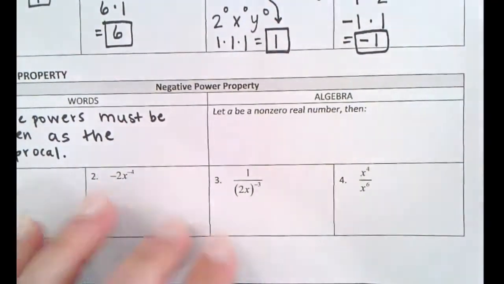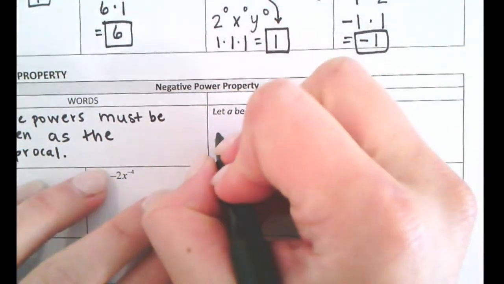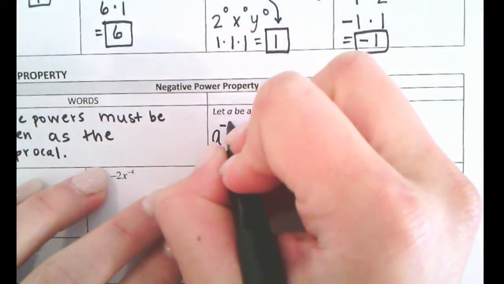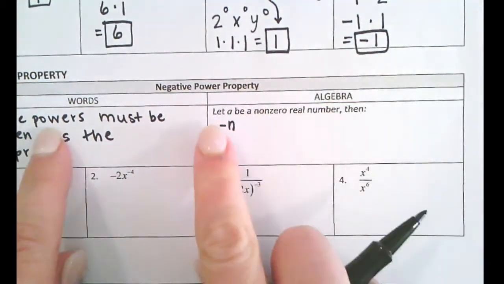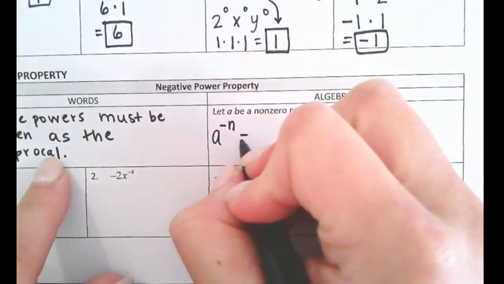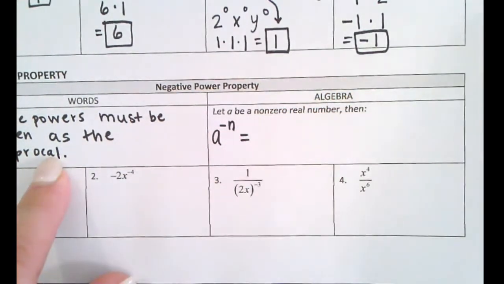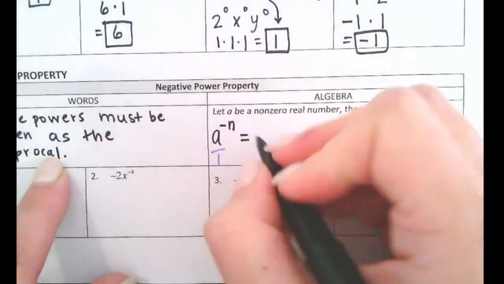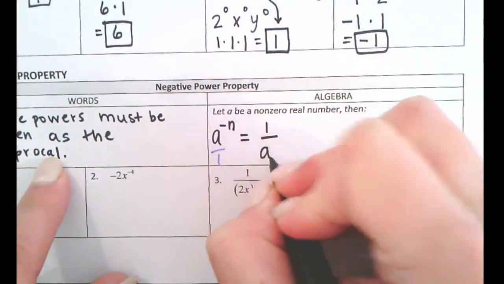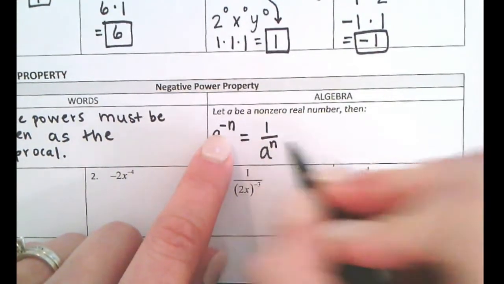Let a be a non-zero real number, because we're going to have this in the denominator. So if I start with a raised to the negative n, negative powers must be written as the reciprocal. So when I write this as the reciprocal, which is technically a over 1, I reciprocate that to 1 over a. And that power, the negative exponent, becomes positive.